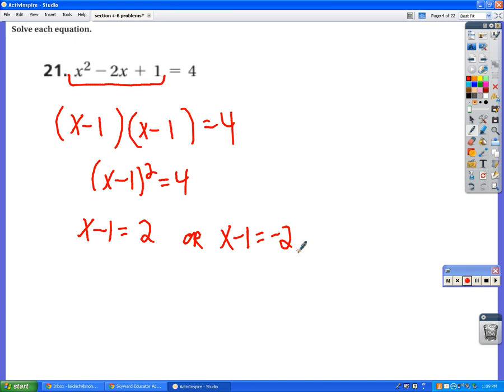So we get two different equations to solve here. That's going to give us two answers, which is what you should expect most of the time from a quadratic equation. So if it's x minus 1 equals 2, you add 1 to both sides and get x equals 3. And if it's x minus 1 equals -2, you add 1 to both sides and get -1. Okay? So the two answers are 3 and -1. In other words, if I plug 3 into here, I'll get 4 as an answer. If I plug -1 into here, I will also get 4 as an answer.